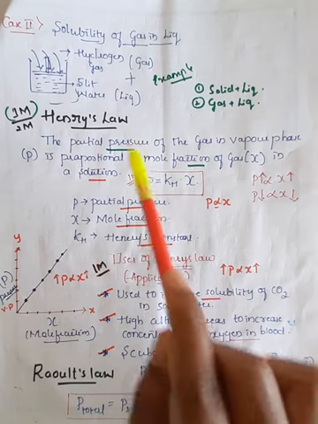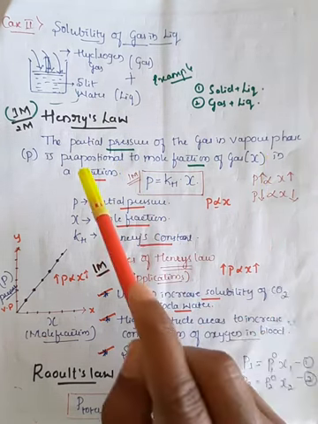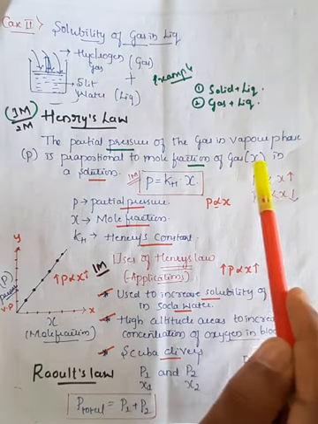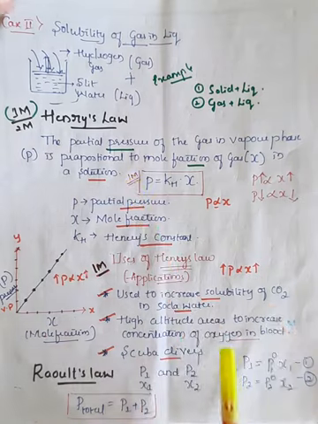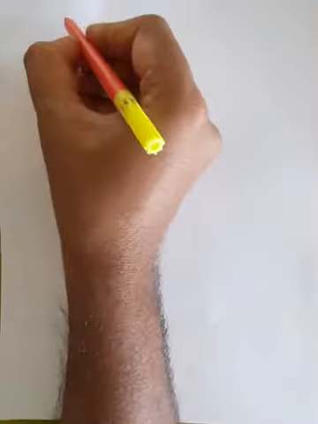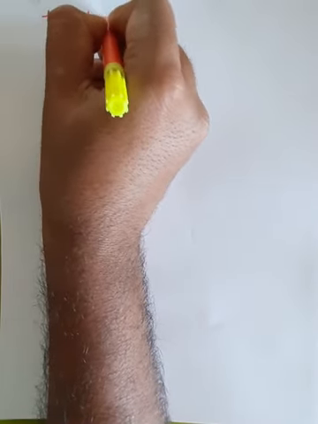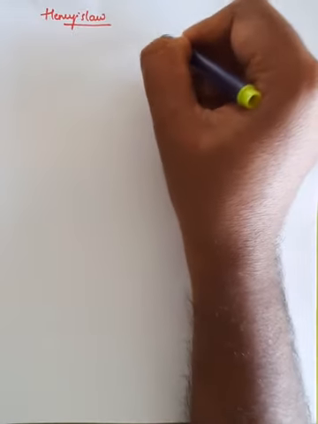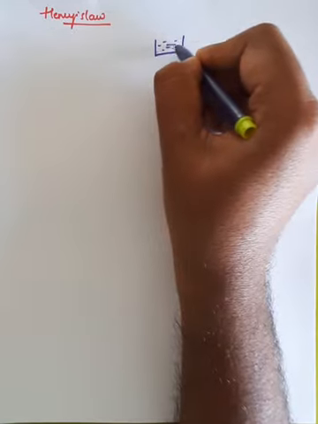So it's very simple. The partial pressure of the gas in the vapor phase is directly proportional to the mole fraction of the gas in the solution. Here we'll do some rough work. According to Henry's law, we must understand this basically. Suppose this is a container, and this container consists of water molecules or any kind of solvent molecules.